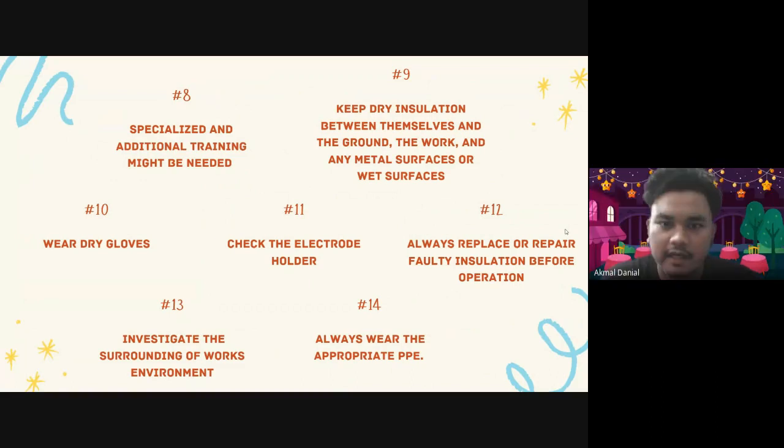Eight, specialized and additional training must be provided. Nine, keep dry insulation between yourself and the ground, the work, and any metal or wet surface. 10, wear dry gloves. 11, check the electrode holder. 12, always replace or repair faulty insulation before operation. 13, investigate the surroundings of the work environment. 14, and last, always wear the appropriate PPE.